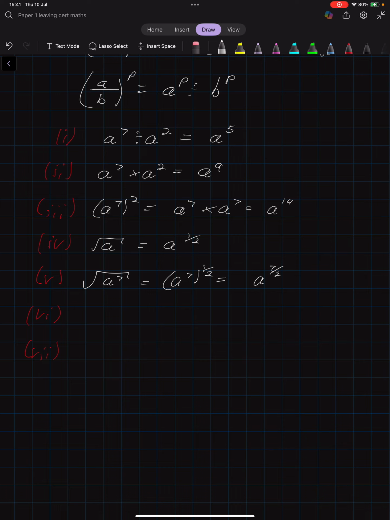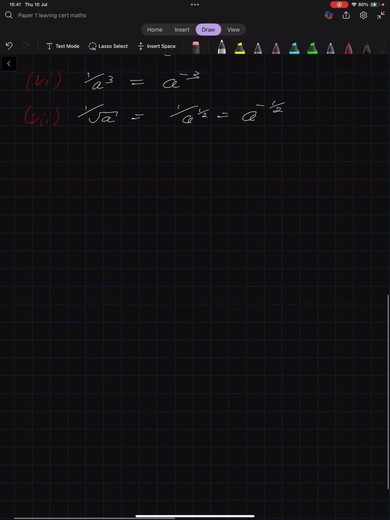1 over a cubed is just a to the negative 3. And then 1 over root a is equal to 1 over a to the power of a half, and that's a to the minus 1 half. Just like that. So hopefully that's okay.